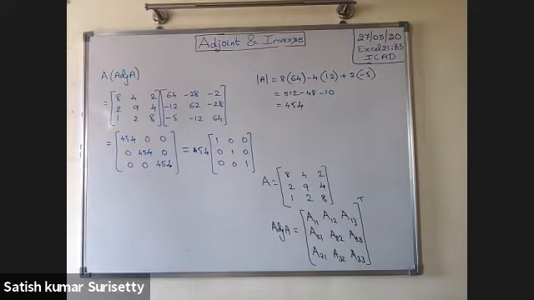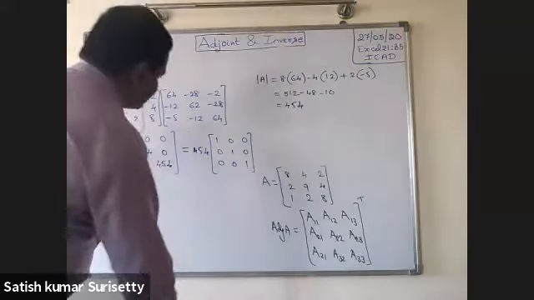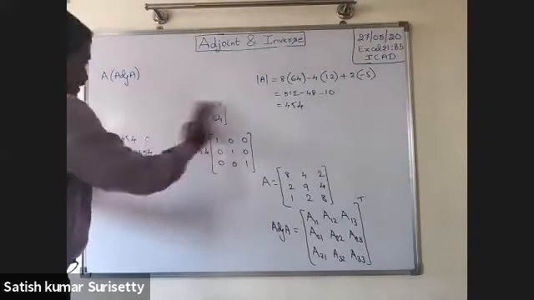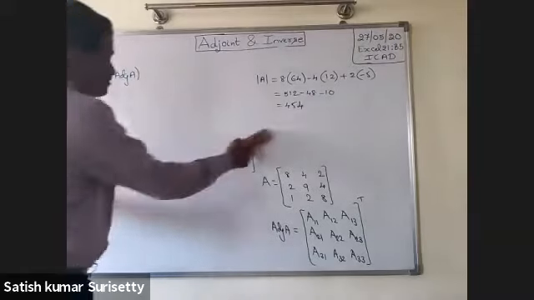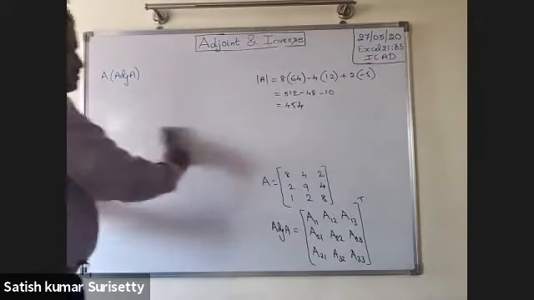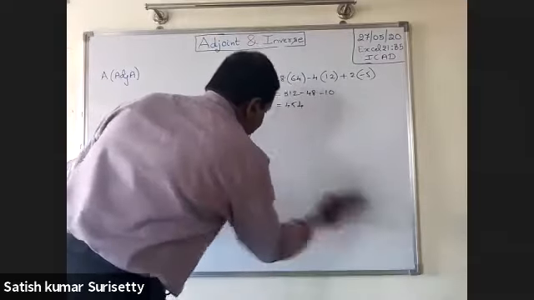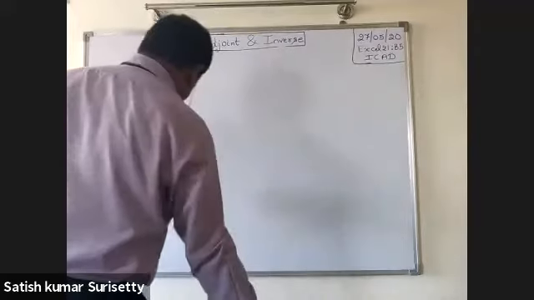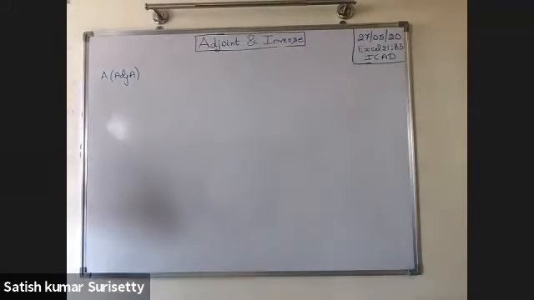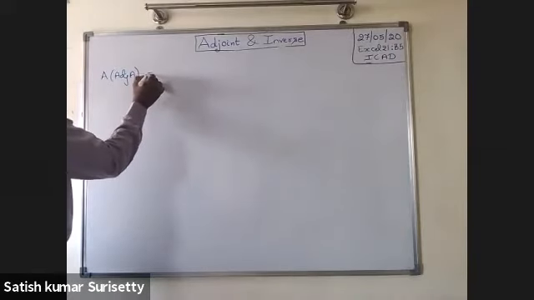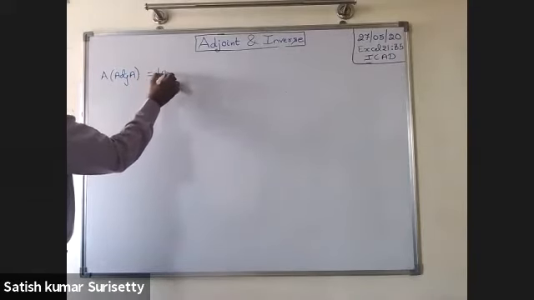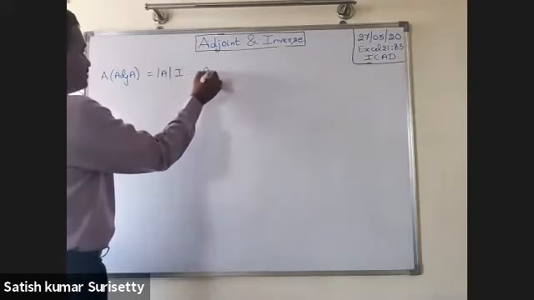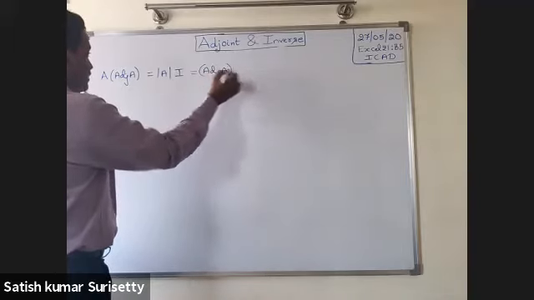At the conclusion, if A is a square matrix of order n, then A into adjoint of A equals determinant of A into I, which is also the same as adjoint of A into A.